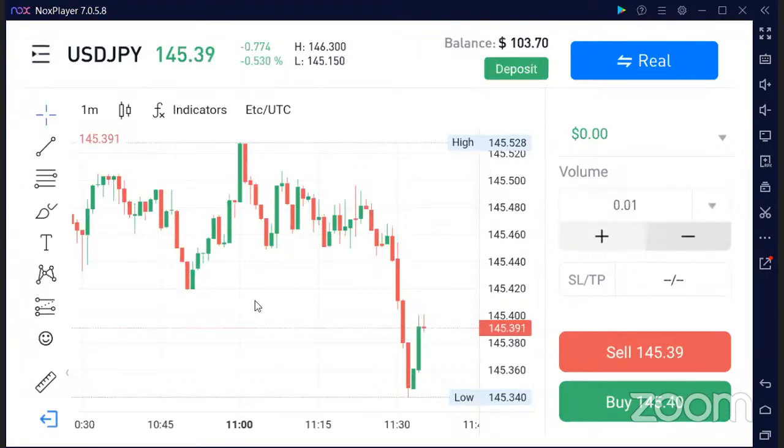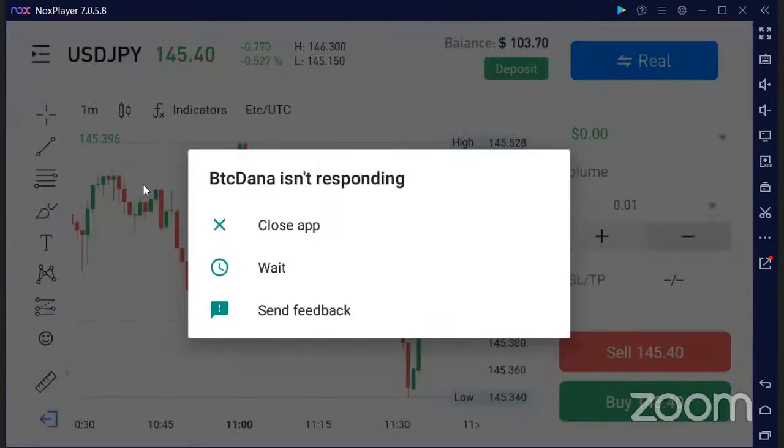Okay, so my screen is up now. Let's start our analysis from USD JPY. Come on, I don't know why this keeps getting closed. So let me restart my app.